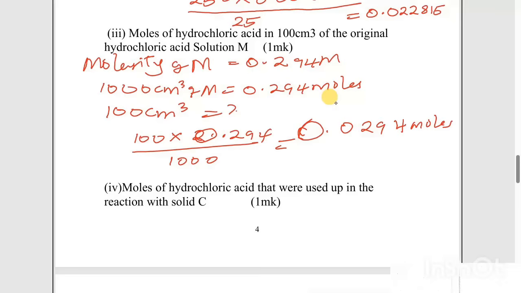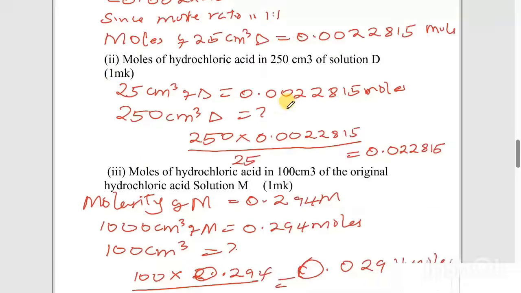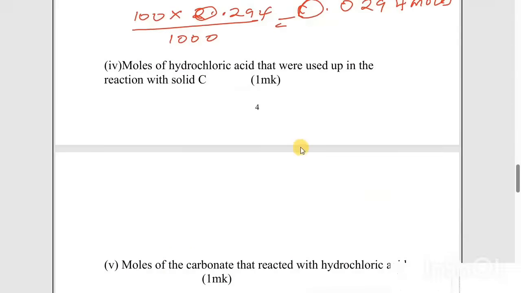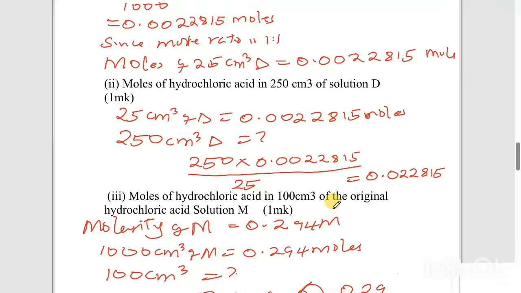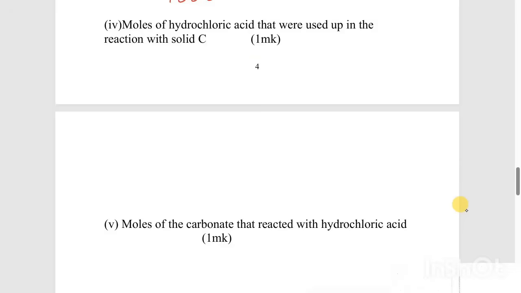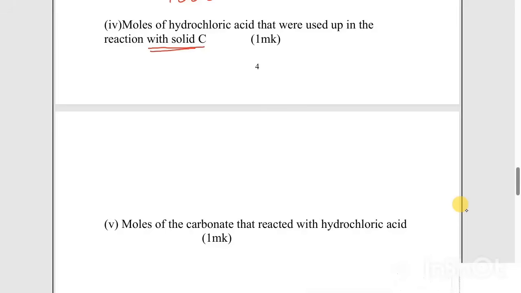So when we added solid C, this solution that we put solid C inside, this is 100. The number of moles here initially was this one. After the reaction, the number of moles that remained is the one that is in 250. So this is the number of moles that remained after reacting. The question is: calculate the number of moles of hydrochloric acid that were used up in the reaction. Very good. That were used up, that reacted with this.